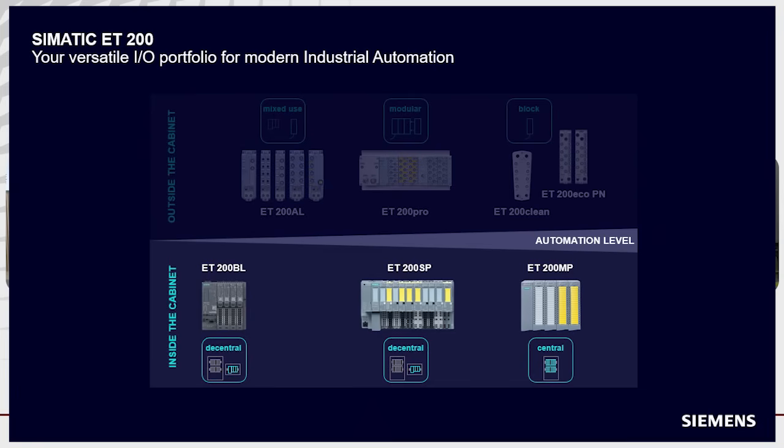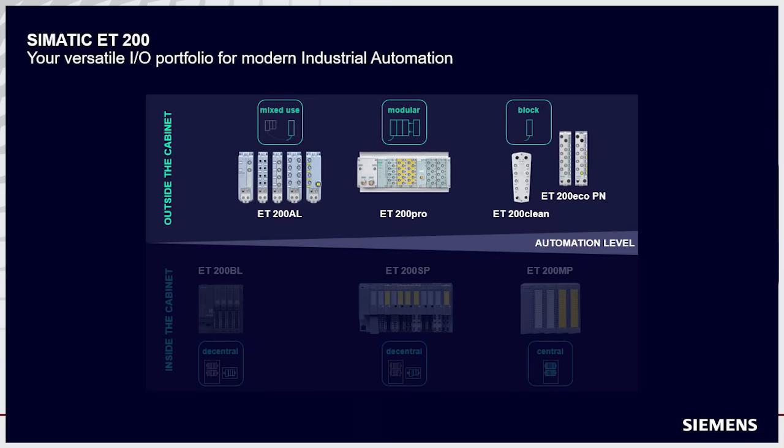In the middle of the picture, we have our ET200SP, which is great for compact and high performance, decentralized needs, especially when the space is at a premium. And finally, brand new on the market, there is the ET200BL, which is a cost-effective option for decentralized applications.